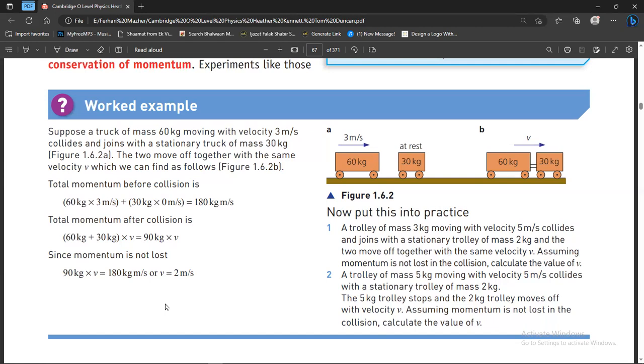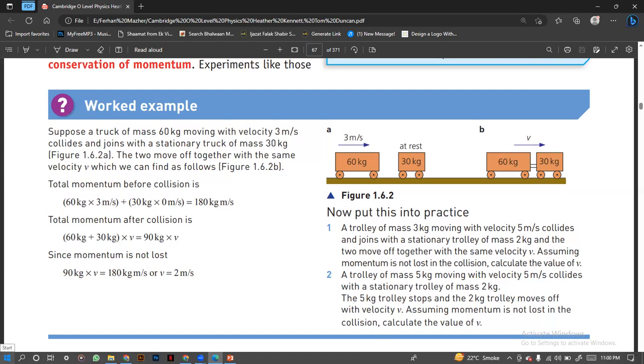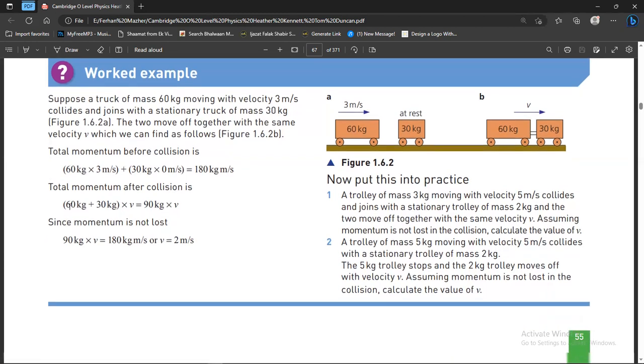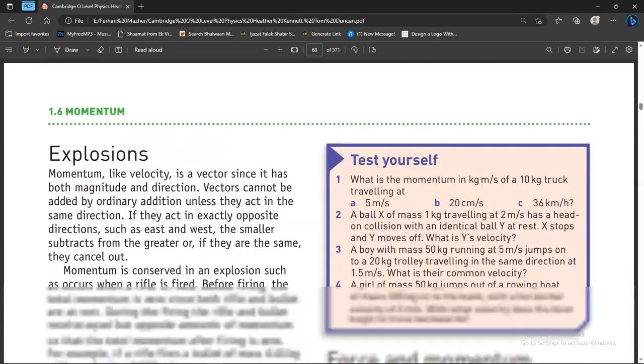You can practice both these questions, and you see these are the two situations, and if you practice them, that will help you.